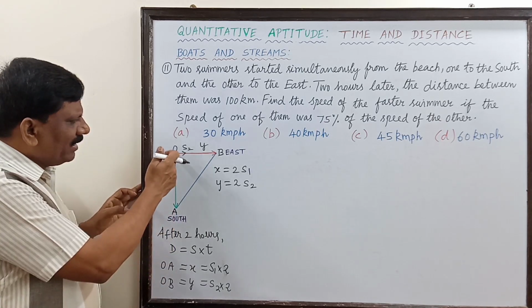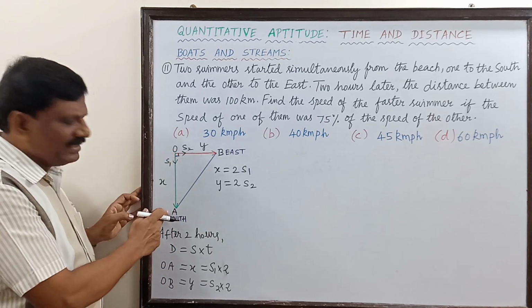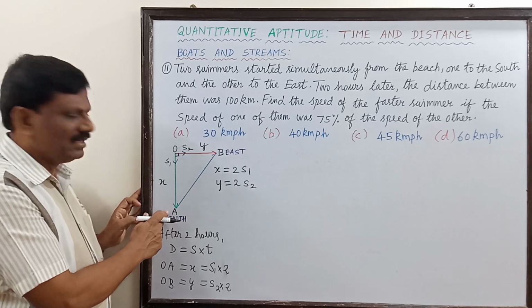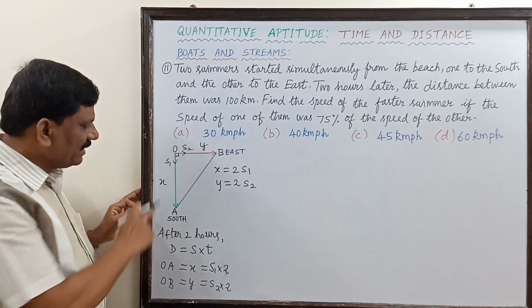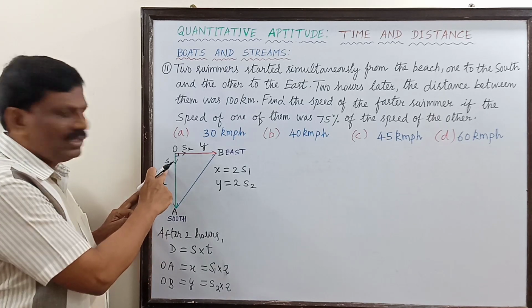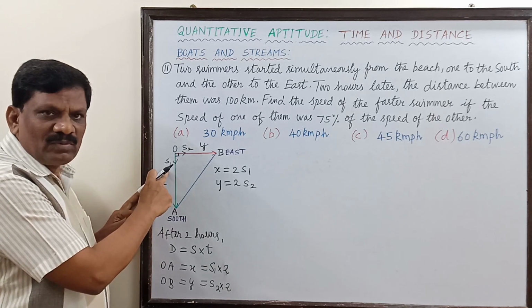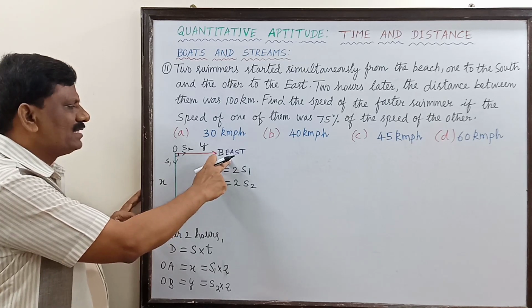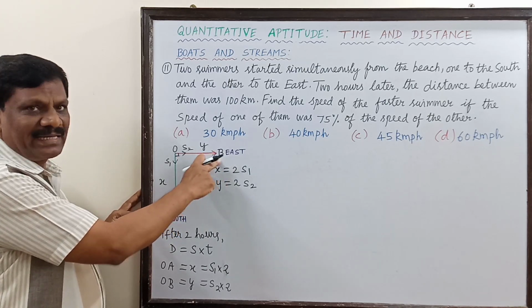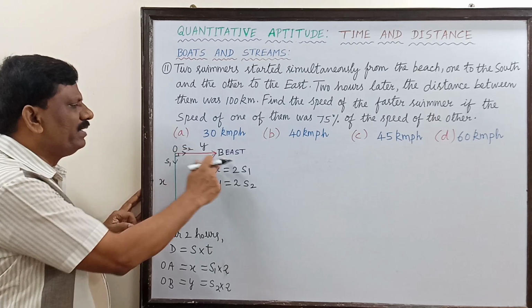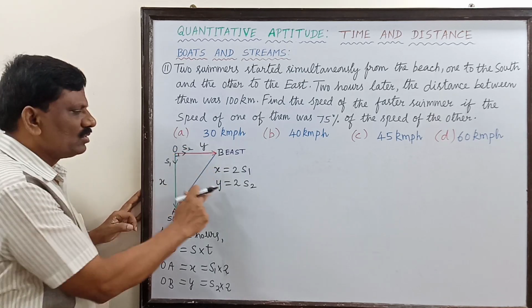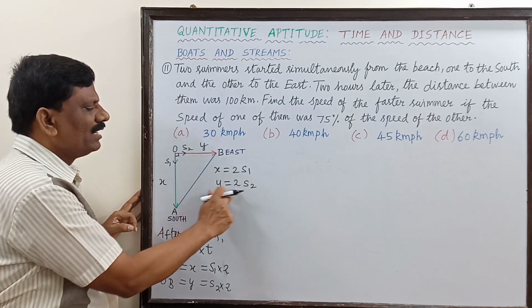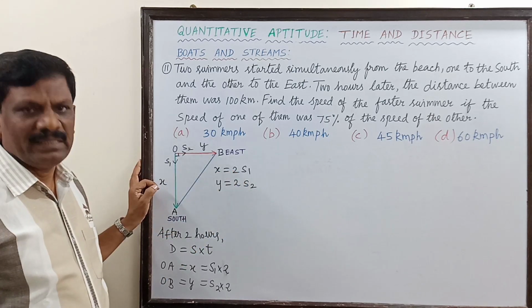So one swimmer starting from O is reaching the point A after 2 hours. He is traveling with the speed S1. Therefore, after 2 hours, the distance X must be equal to speed into time, that is 2S1. Similarly, after 2 hours, B is the point where the second swimmer is reaching. So if OB is the distance Y, it will be equal to 2 into S2. So X is equal to 2S1 and Y is equal to 2S2.